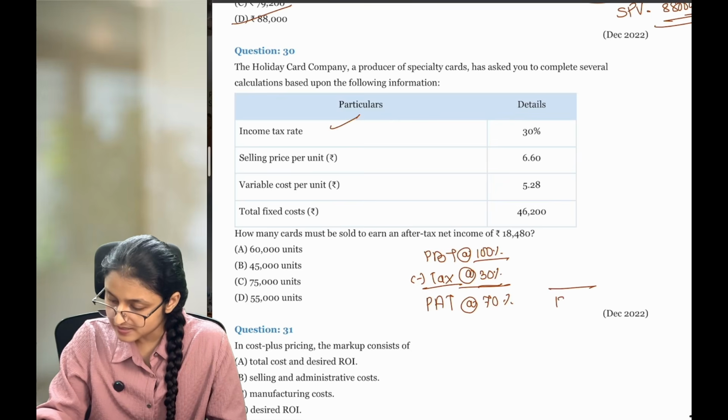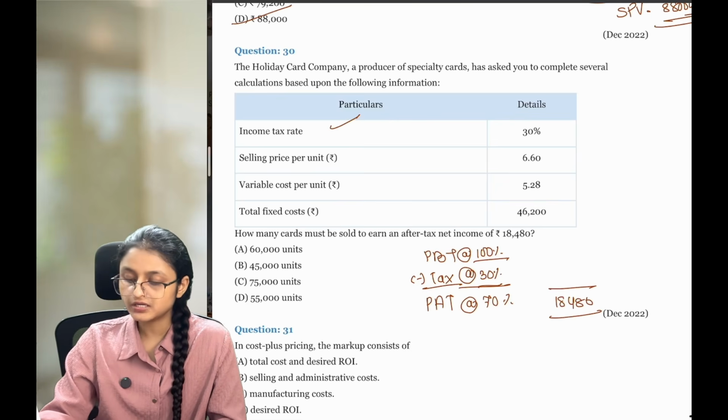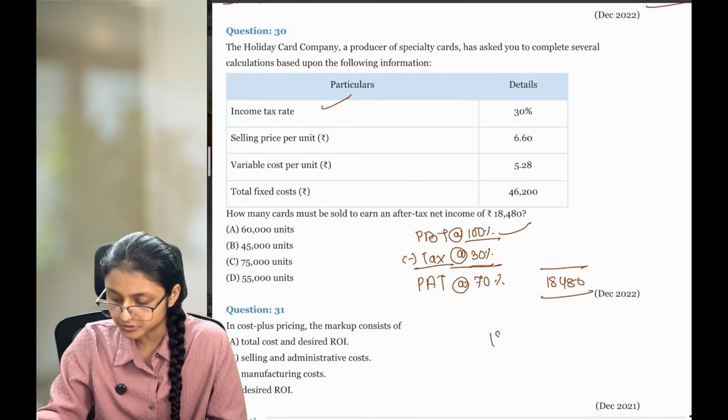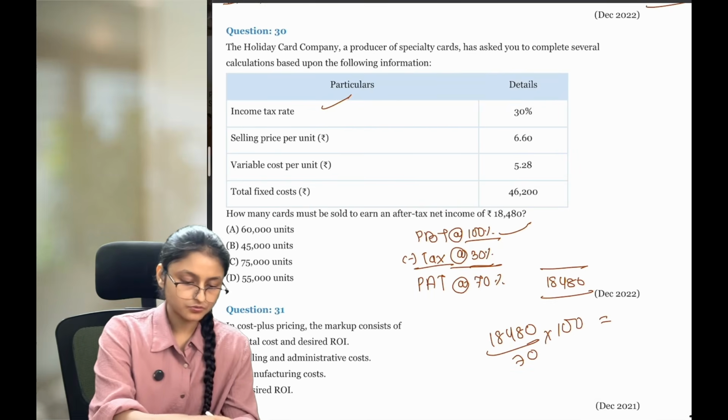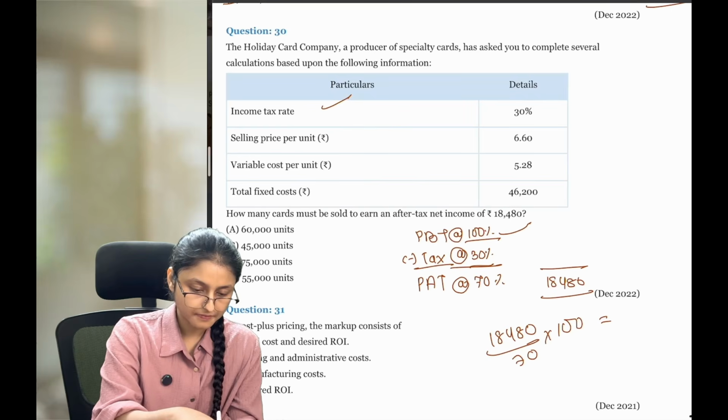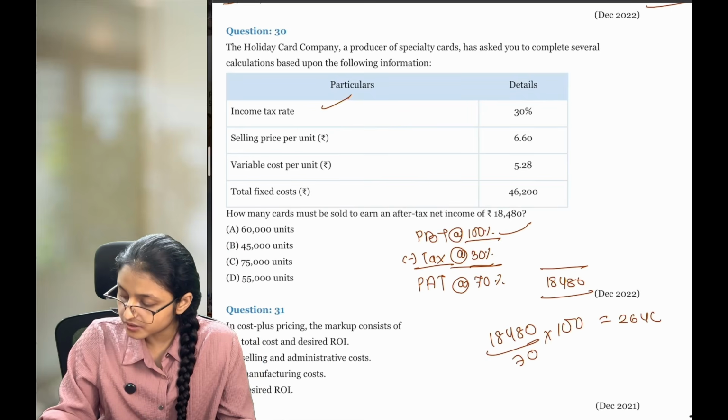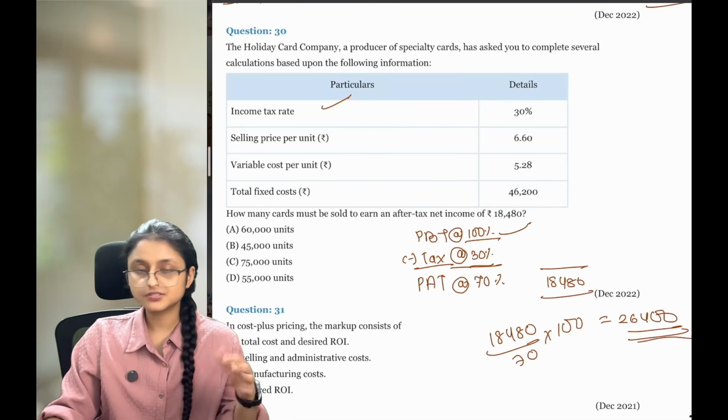I already know this 70% value, which is 18,480. I want to know profit before tax, which is 100%. So 18,480 is 70. We want to know 100% value, which is equal to 26,400. This is the profit you want to earn. So this is your target profit.